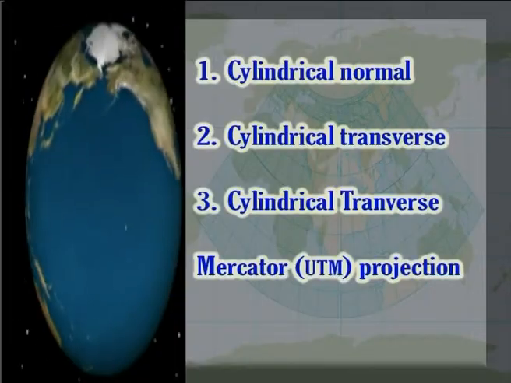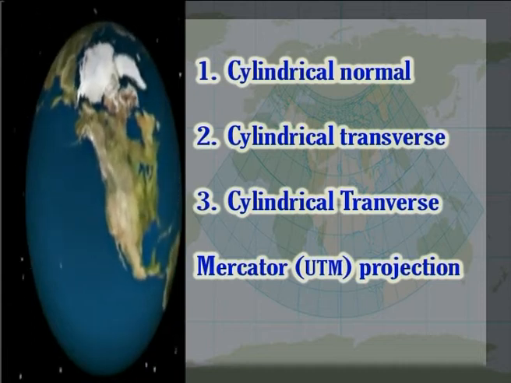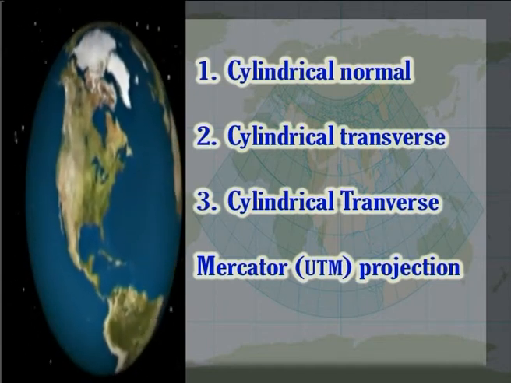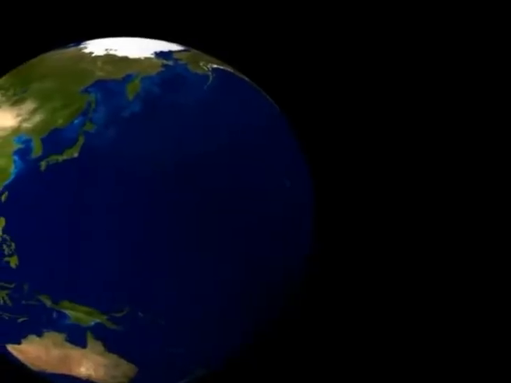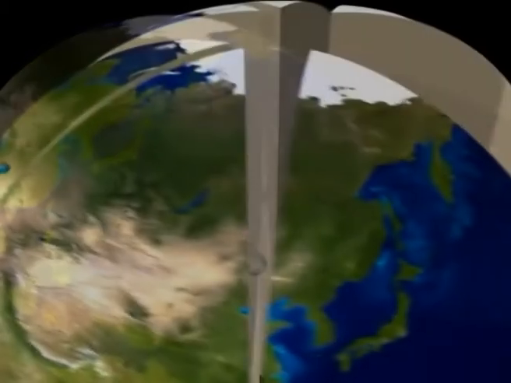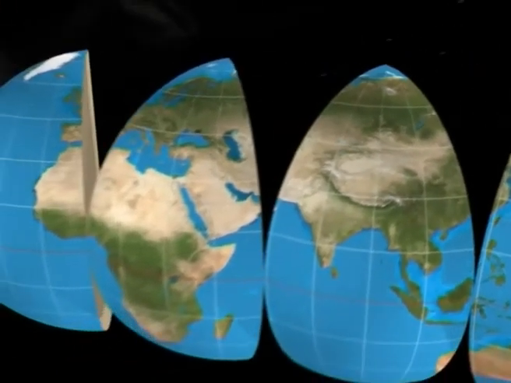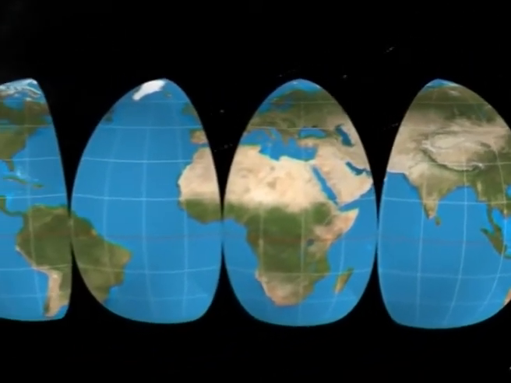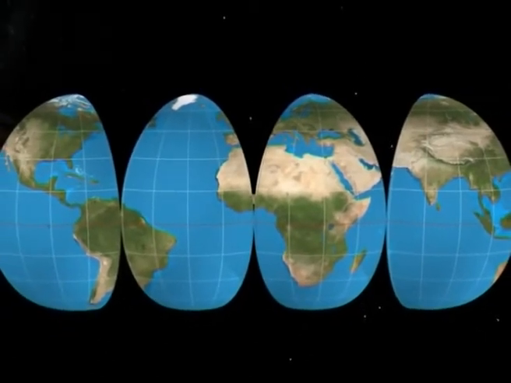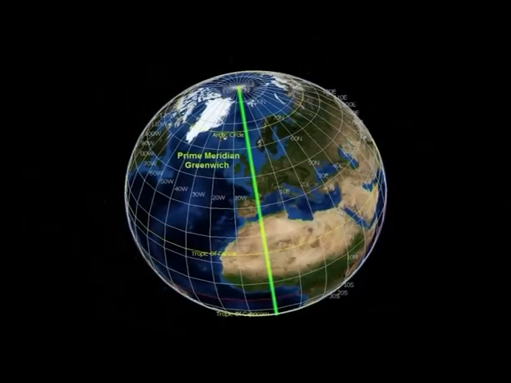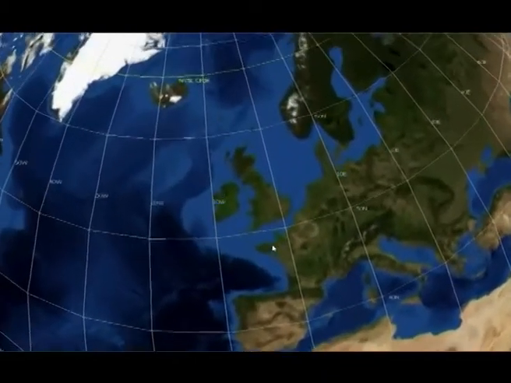Cylindrical conformal projection. We have three kinds of projections under this category: cylindrical normal, cylindrical transverse and cylindrical transverse Mercator projection. Cylindrical normal projection. The Mercator projection is a normal cylindrical projection. The property of the projection is conformal. Parallels and meridians are straight lines intersecting at right angles, a requirement for conformability. Meridians are equally spaced. The parallel spacing increases with distance from the equator.